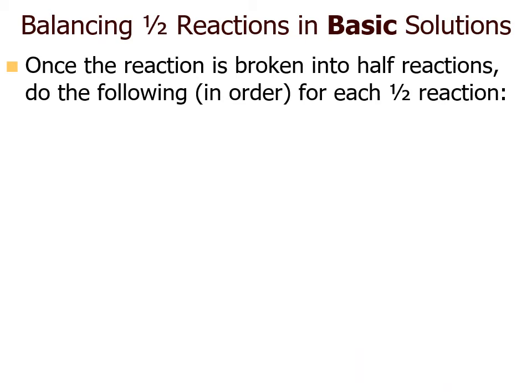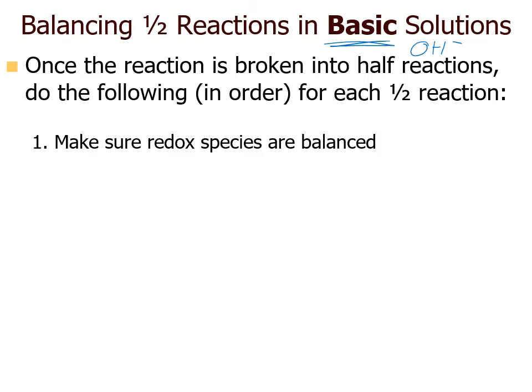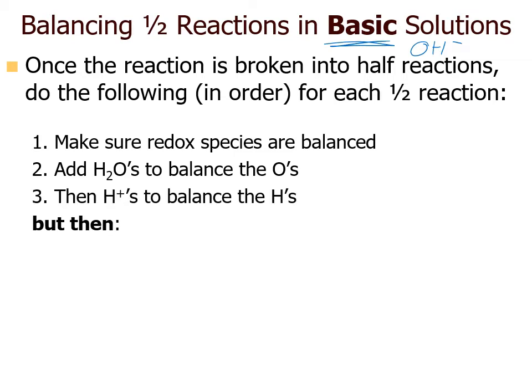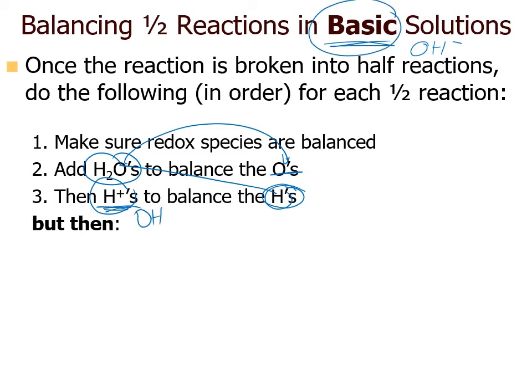So balancing half reactions in basic solutions, same exact process, but because it's basic conditions, we're not going to have hydrogen ions, so we are going to use hydroxide ions to neutralize those hydrogen ions. Other than that, it's going to be the exact same as under acidic conditions. First thing, make sure redox pieces are balanced. Use waters to balance any oxygens that need to be balanced. We're going to add hydrogen ions to balance off the hydrogens that came in the waters because of the oxygens that need to be balanced. But because it is under basic conditions, we're going to neutralize these hydrogens with hydroxide ions.